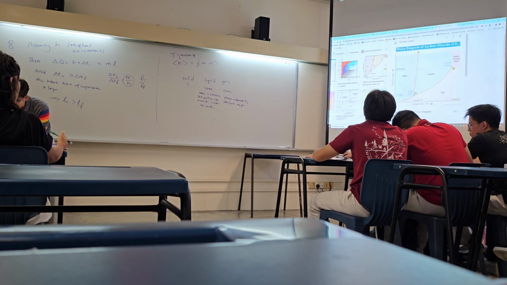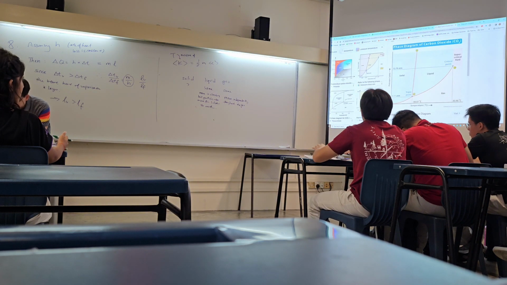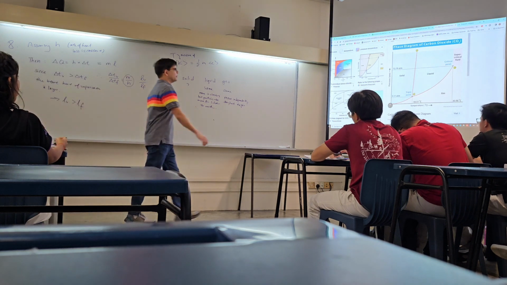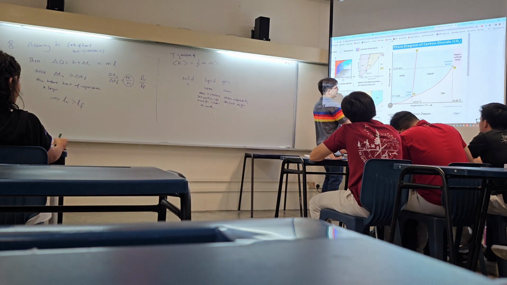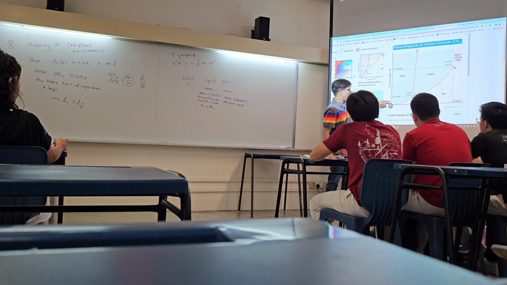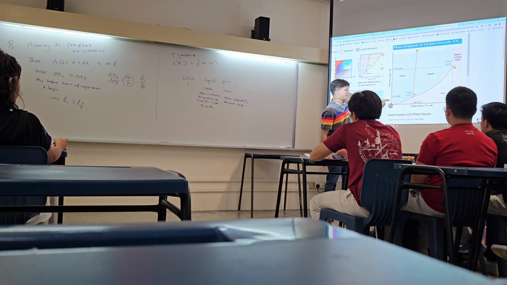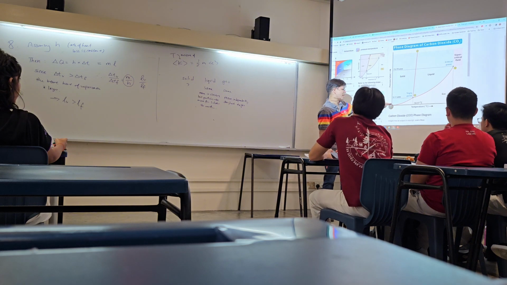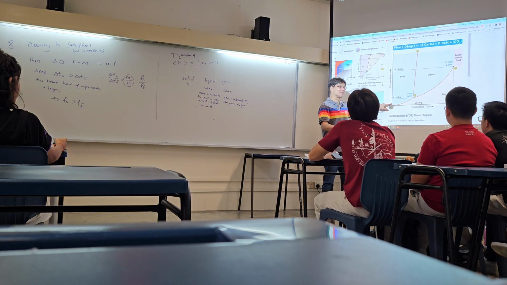This is for carbon dioxide, right? It's different because it has this triple point. At atmospheric pressure, this is 1 atmosphere somewhere, because this is 5 atmospheres. So this is 1 atmosphere, our atmospheric pressure. Carbon dioxide sublimates.